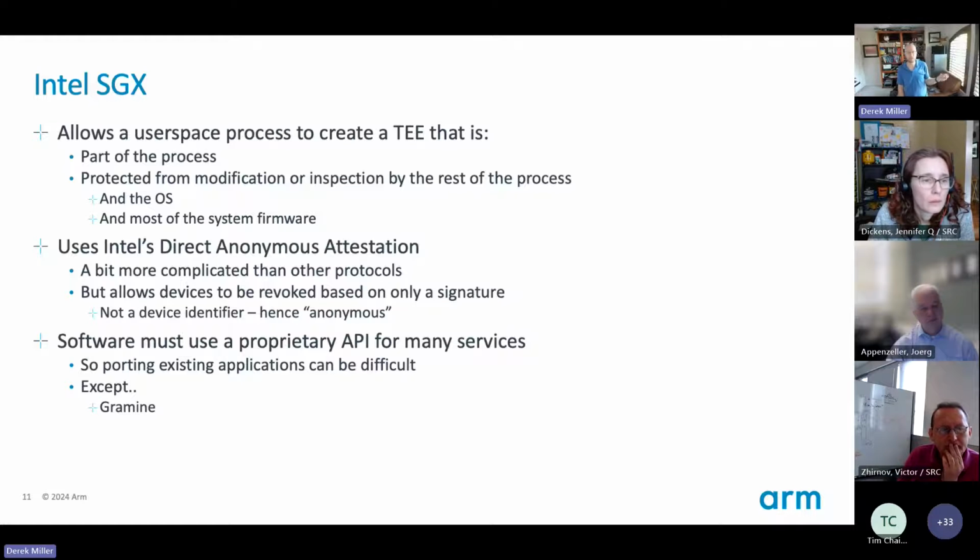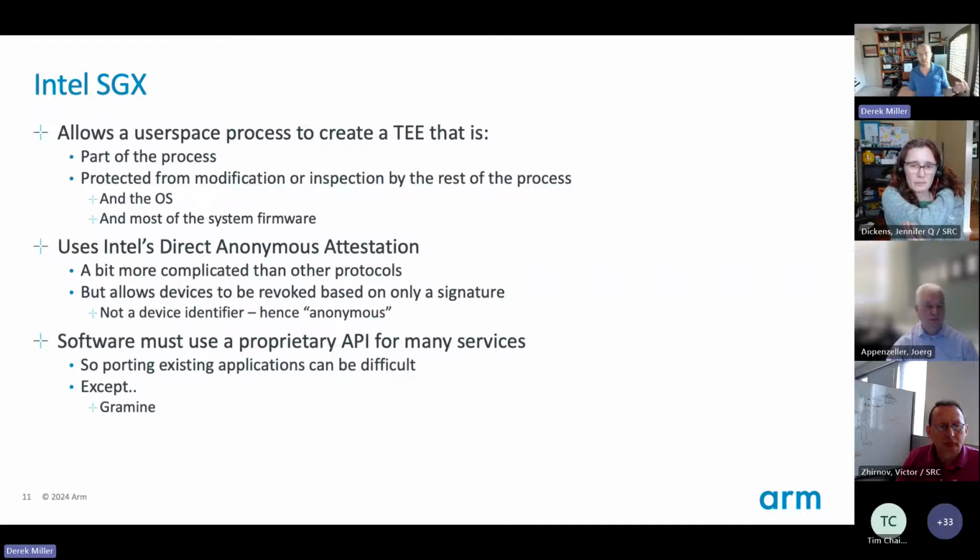Interestingly, Intel in SGX has used their direct anonymous attestation. It's a bit more complicated than most of the other attestation protocols, but it does allow revocation of devices based only on a signature. And this is where the term anonymous comes from. Typically, if you want to revoke a device, you basically have to revoke it based off of a key, which can identify the device. But Intel's DAA allows them to revoke based only on a received signature.